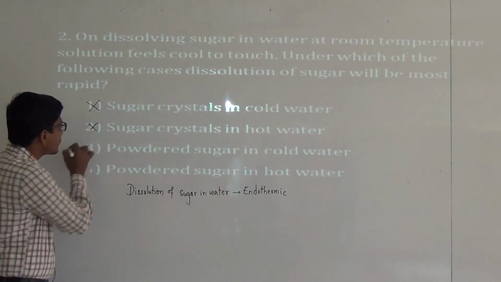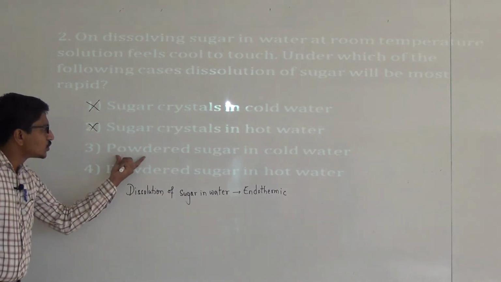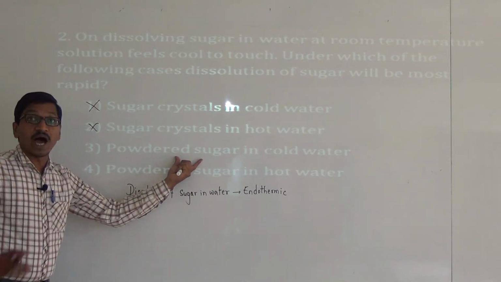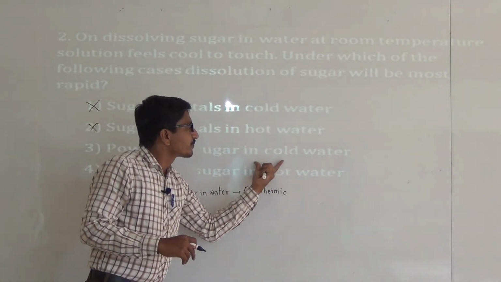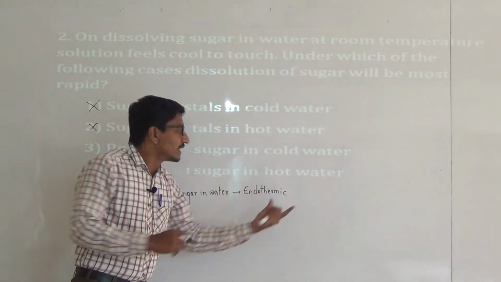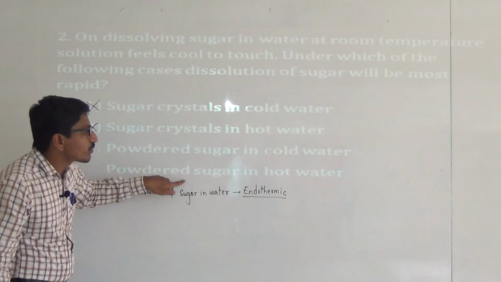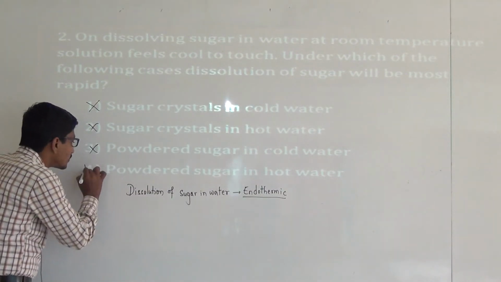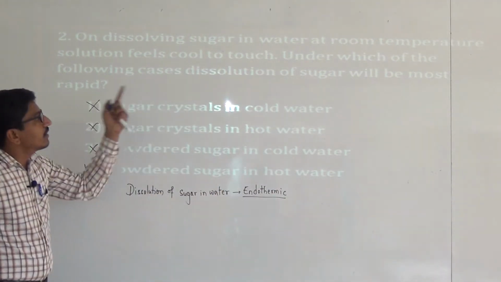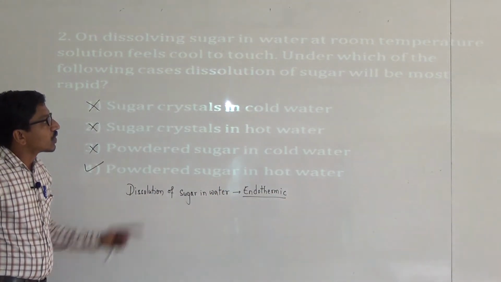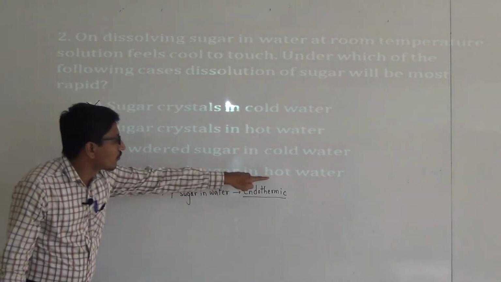The third one is powdered sugar in cold water. Powdered sugar has a larger surface area, but the dissolution in cold water is less, because the process is endothermic, and as the temperature increases the dissolution increases. The fourth option is the right one, powdered sugar in hot water. The sugar will dissolve most rapidly in hot water.